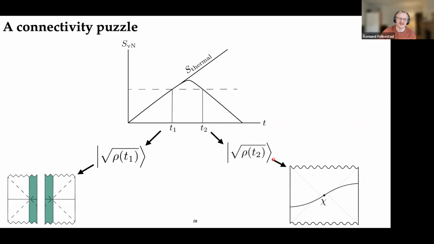We see this interesting thing: these states have the same amount of entanglement between the two sides, but one bulk dual is connected and the other is not. So the amount of entanglement isn't a good diagnostic of whether we have a wormhole or not.